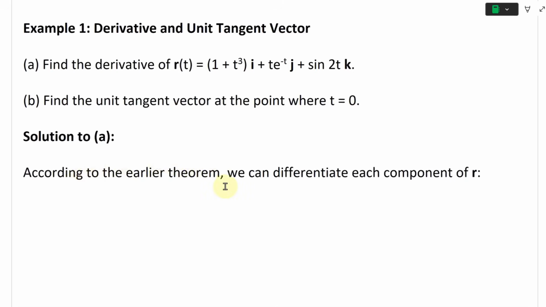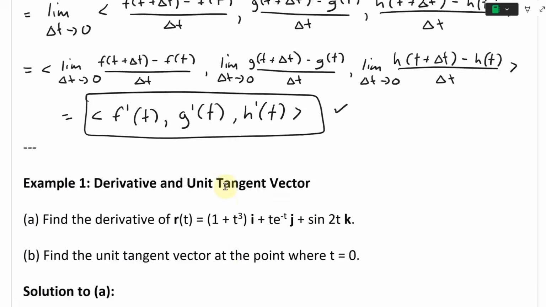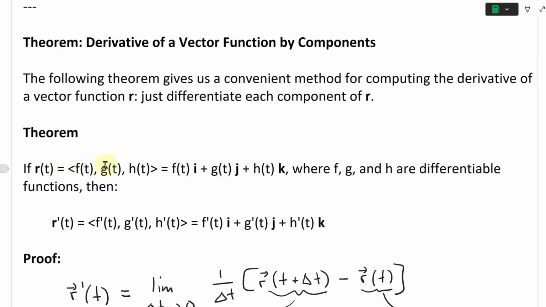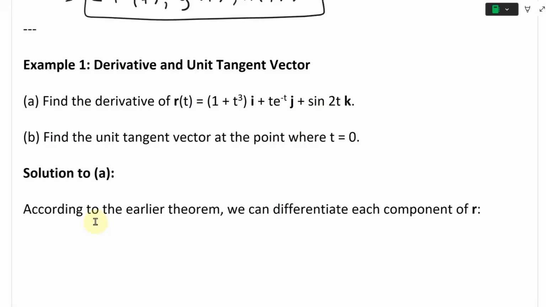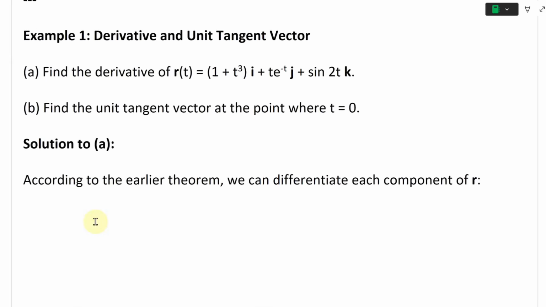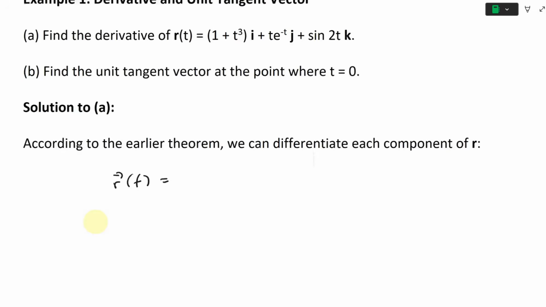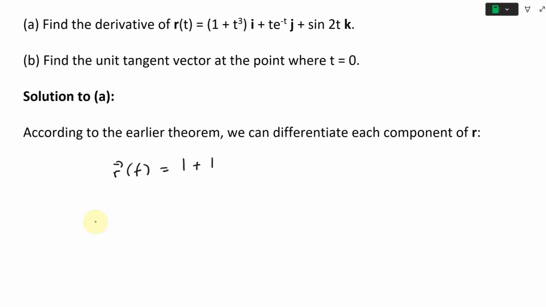According to the earlier theorem, we can differentiate each component of r. So again, we just take the components, and the derivative equals the derivative of the components. Let's write out the whole thing first. We have r of t equals 1 plus t cubed, this is going to be our i unit vector, and then plus t e to the negative t j plus sine of 2t k. So then the derivative is going to be r prime of t.